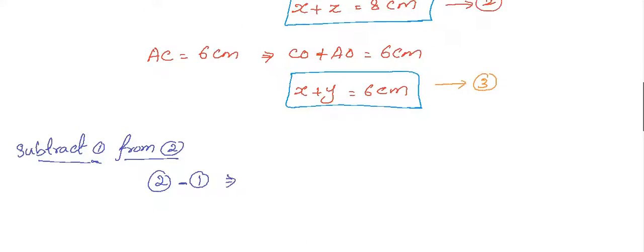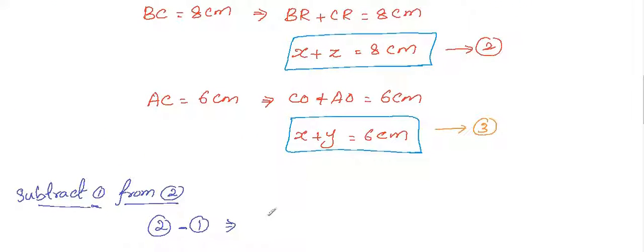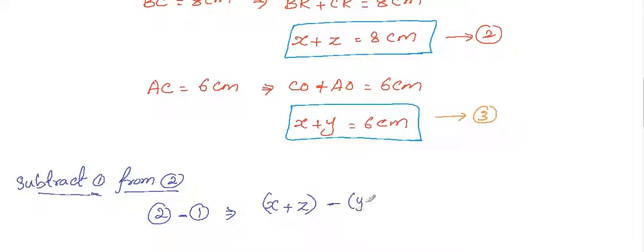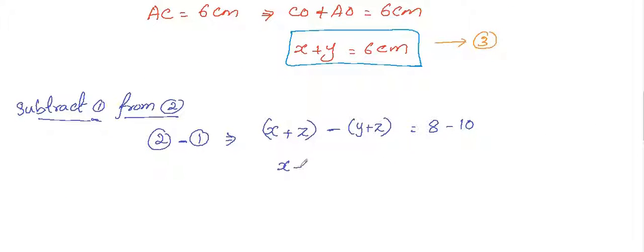So we'll get X plus Z minus Y plus Z is equal to 8 minus 10. So we'll get X plus Z minus Y minus Z is equal to minus 2. See here, we have plus Z and minus Z, so Z minus Z cancels out, and we get X minus Y is equal to minus 2. Let this be the fourth equation.